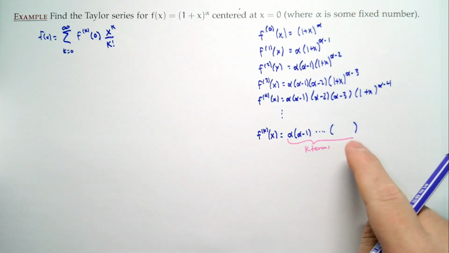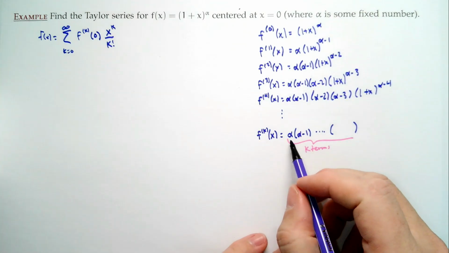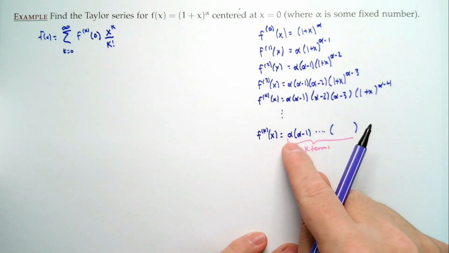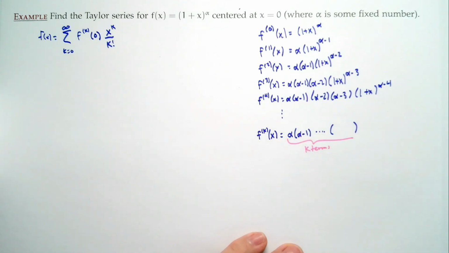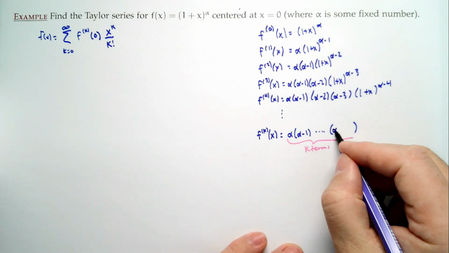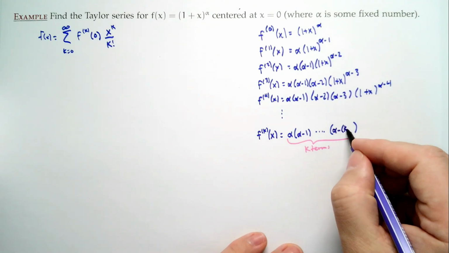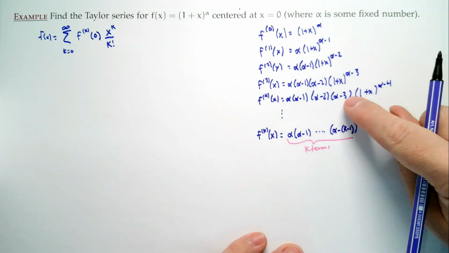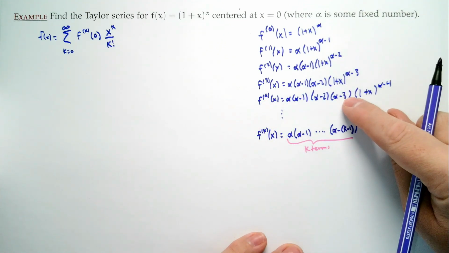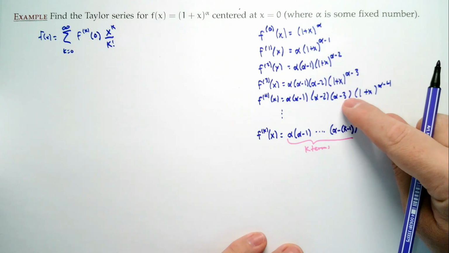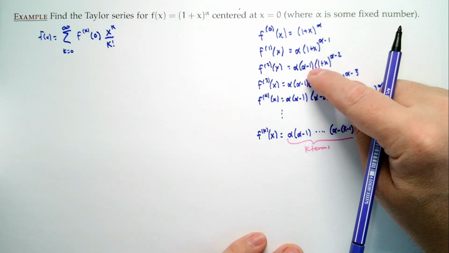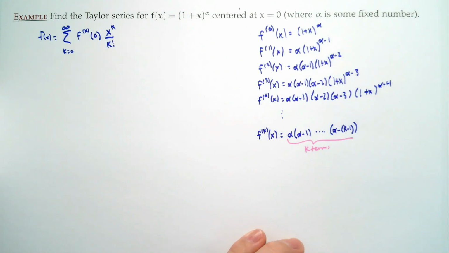So what's the last one going to be? Here, you've got to be careful, because we're not starting at alpha minus 1. We're starting at alpha minus 0. So the last term is going to be alpha minus k minus 1. You can check that it's consistent: if I take the fourth derivative, the last term is alpha minus 3, 1 less. Third derivative, alpha minus 2, 1 less. And so forth and so on.